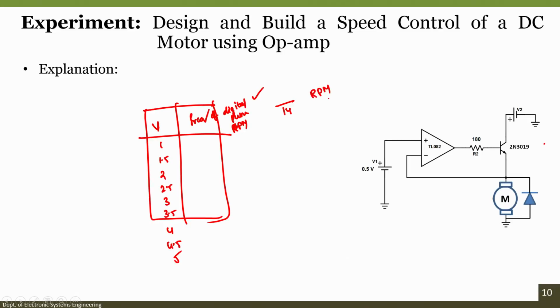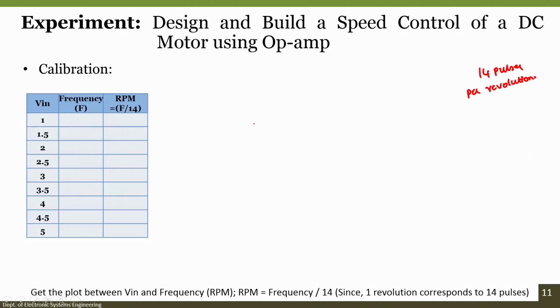Why do we have to divide by 14? The reason is that it gives a total of 14 pulses per revolution. So, first we will vary the input voltage, providing different input voltages with a resolution of 0.5, and we will observe the frequency at which the output encoder is giving pulses, or we can count how many pulses it is giving.